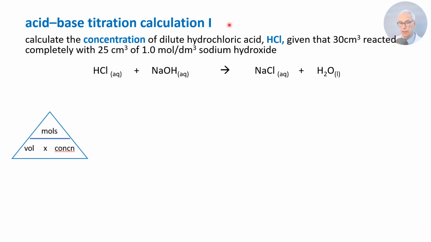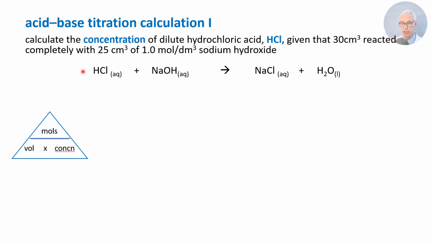So let's look at a titration calculation. Calculate the concentration of dilute hydrochloric acid, HCl, given that 30 centimeters cubed reacted completely with 25 centimeters cubed of 1 mole per decimeter cubed sodium hydroxide. So we know the volume and concentration of the sodium hydroxide. We know the reacting volume of hydrochloric acid. That's 3 of the 4 pieces of data. We should be able to calculate the concentration of dilute hydrochloric acid in the reaction.